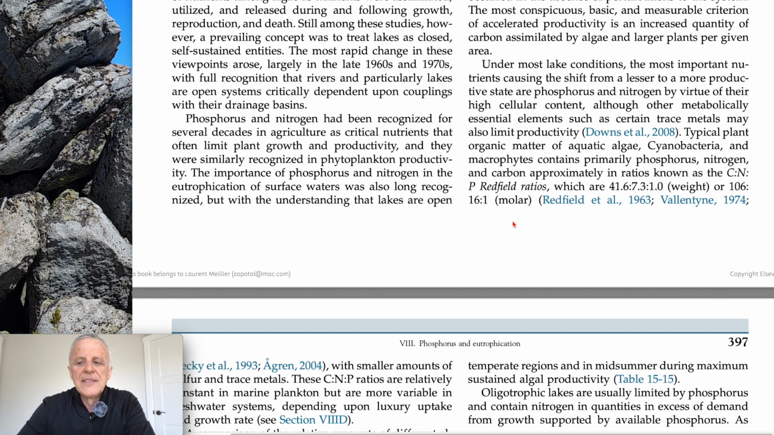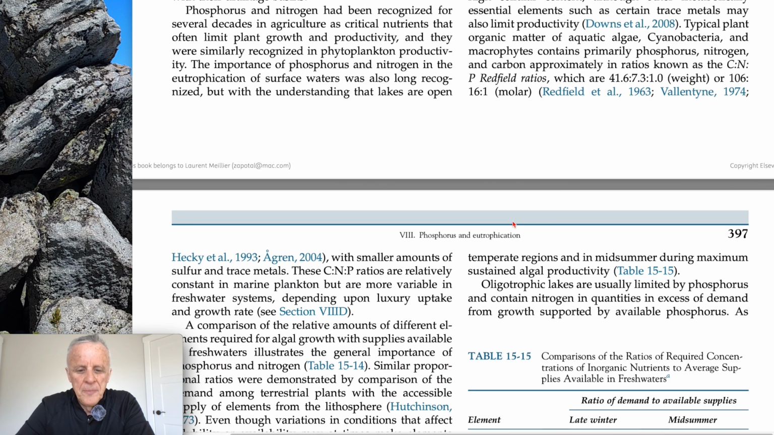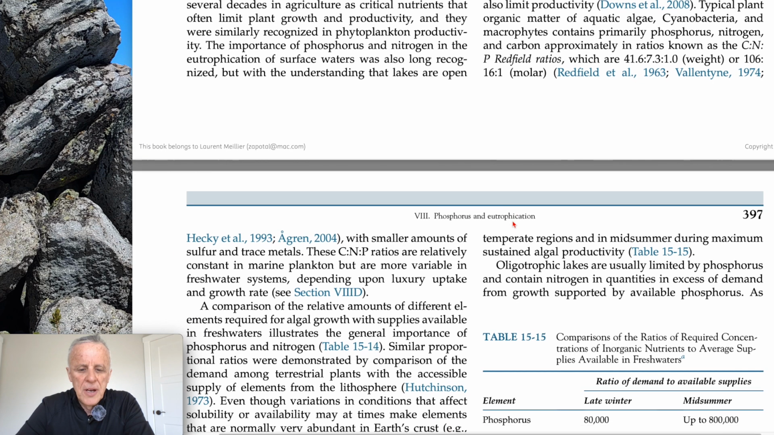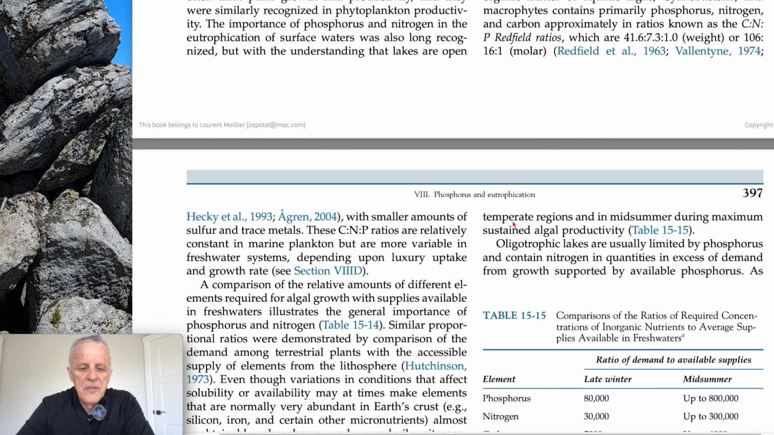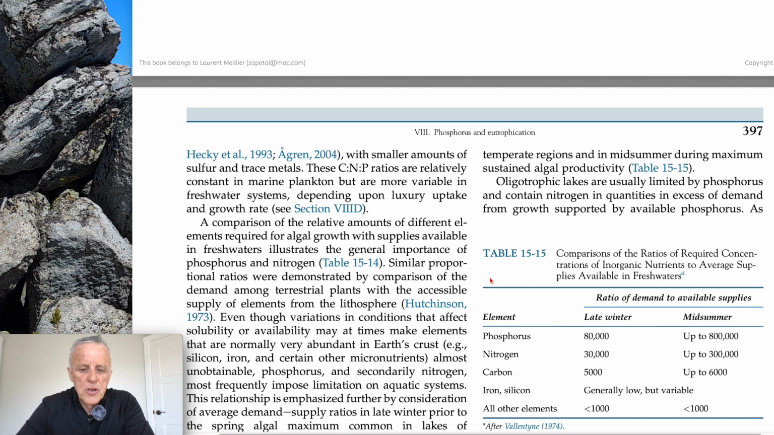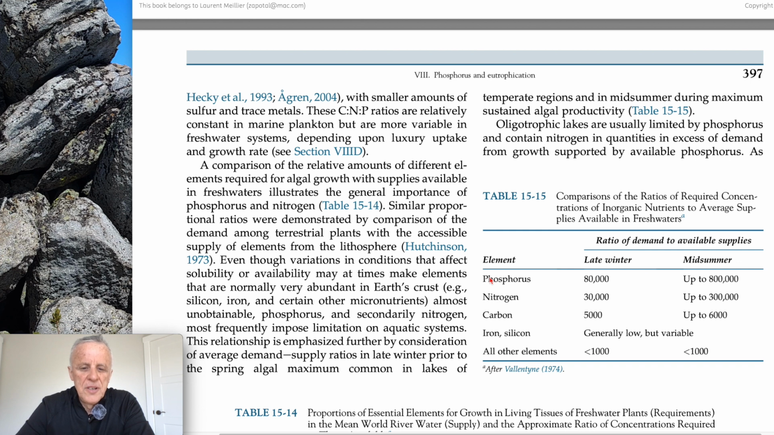approximately in ratios known as the CNP, Redfield's ratio, which are 41.6, 7.3, 1.0 by weight, or 106, 16, 1 molar, with smaller amounts of sulfur and trace metals. These CNP ratios are relatively constant in marine plankton, but are more variable in freshwater systems, depending upon luxury uptake and growth rates. A comparison of the relative amounts of different elements required for algal growth with supplies available in freshwater illustrates the general importance of phosphorus and nitrogen.